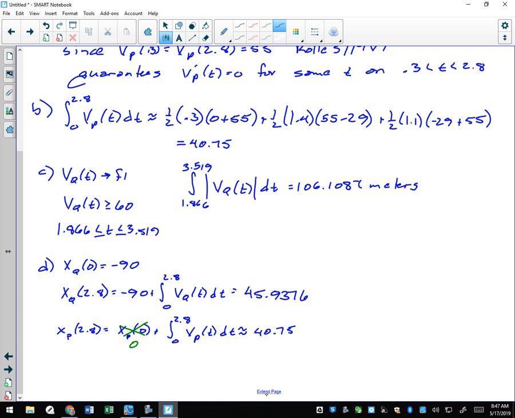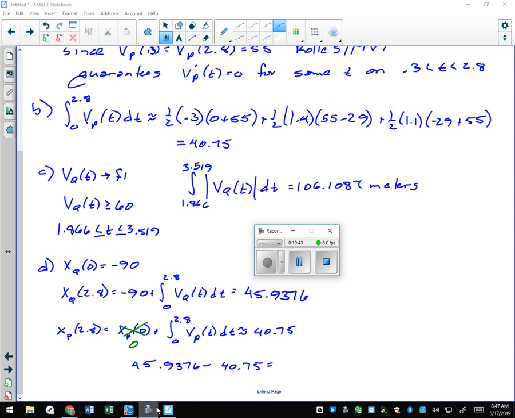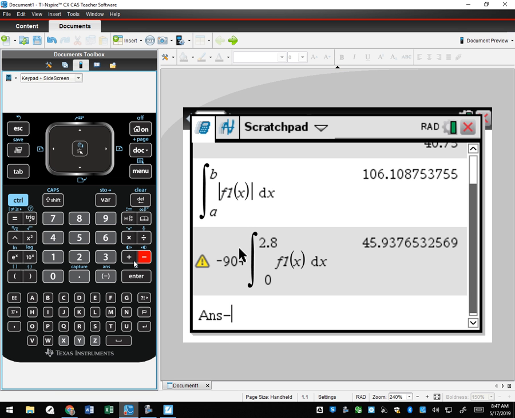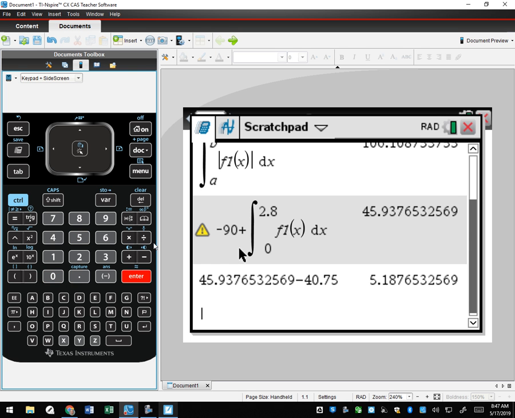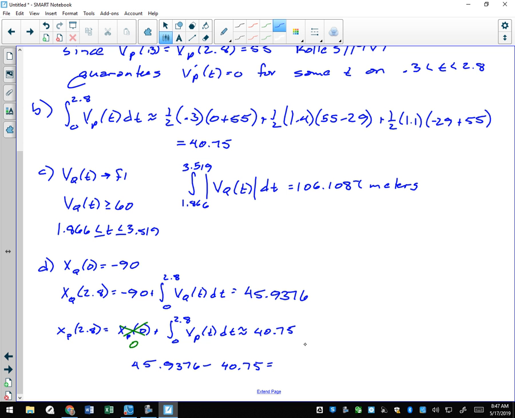And so the distance between them would be 45.9376 minus 40.75. Well, I was way off. 40.75, enter, and they are approximately 5.1876 units apart. Use the result to approximate the distance, and there we go. That would be in meters apart.